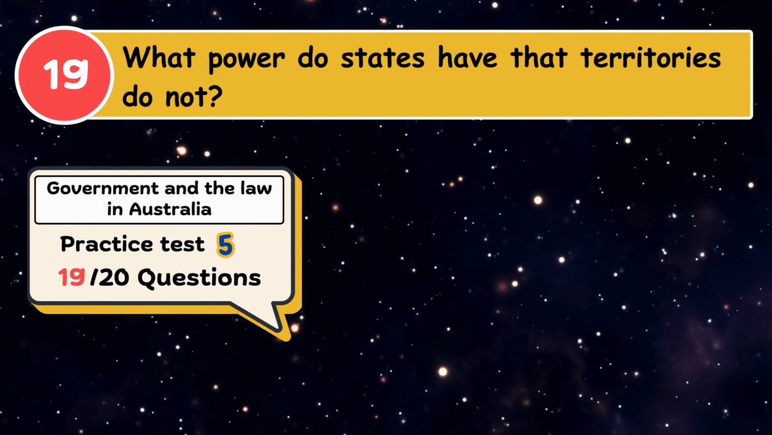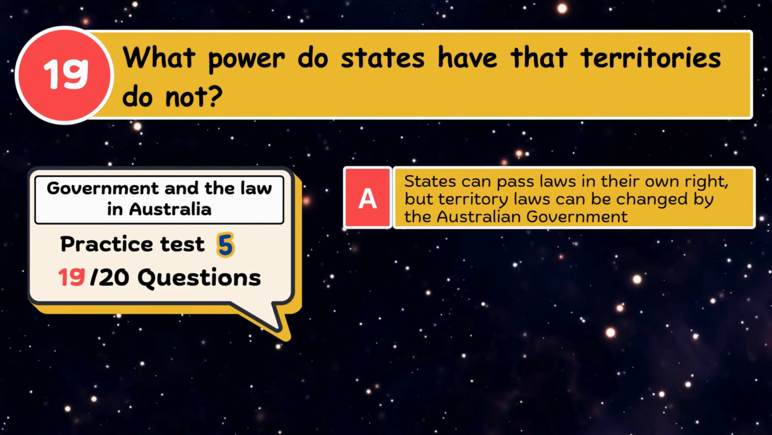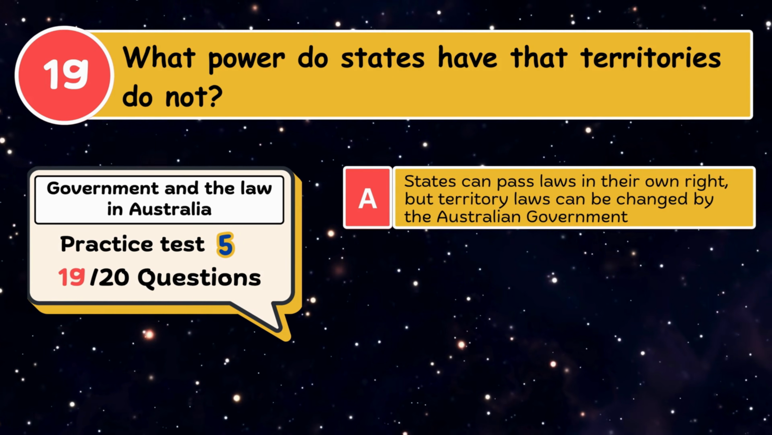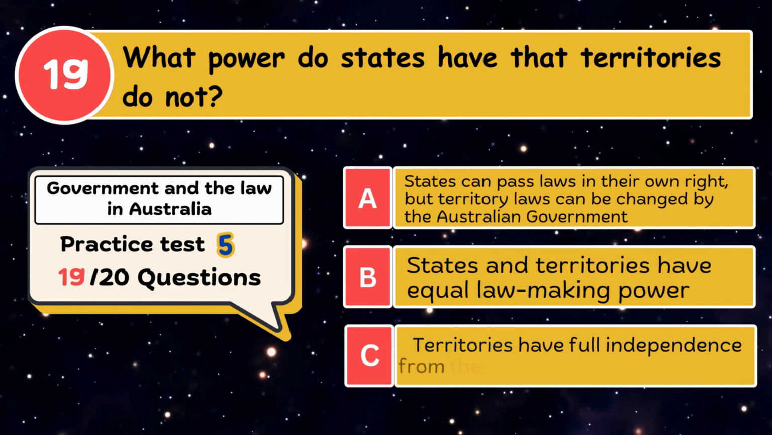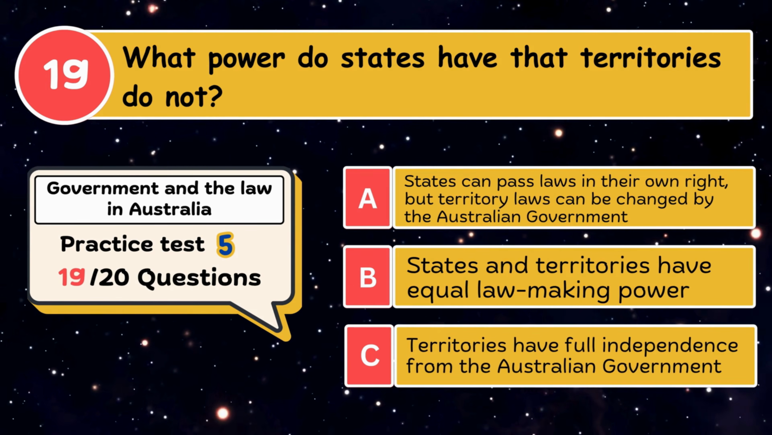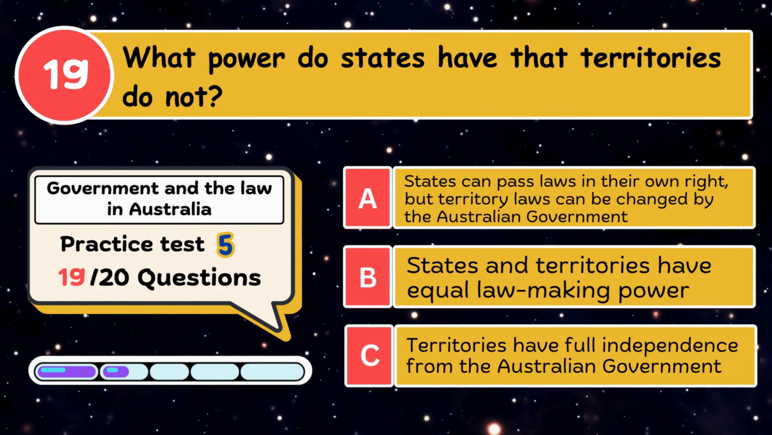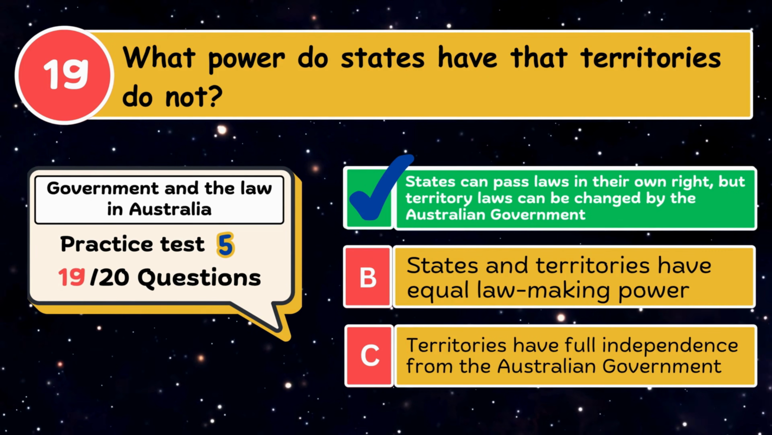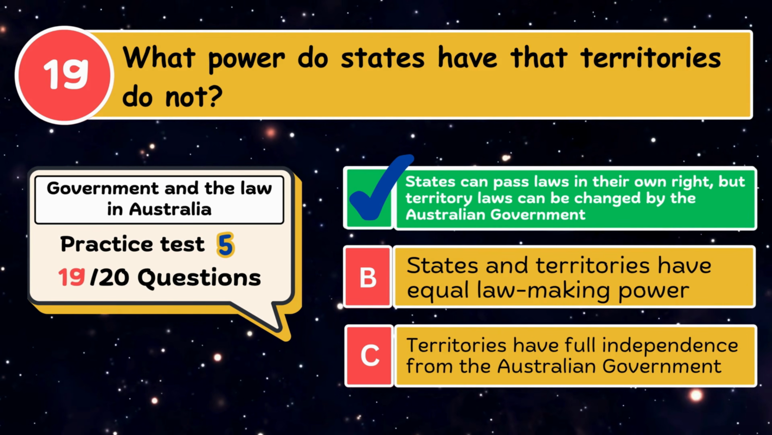What power do states have that territories do not? A. States can pass laws in their own right, but territory laws can be changed by the Australian government. B. States and territories have equal lawmaking power. C. Territories have full independence from the Australian government. The correct answer is states can pass laws in their own right, but territory laws can be changed by the Australian government.